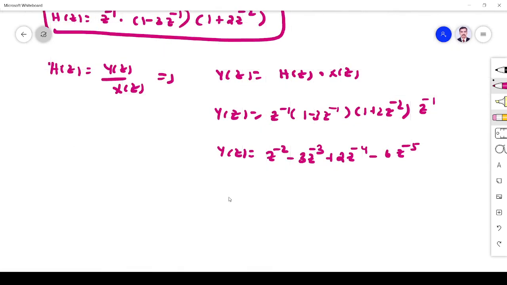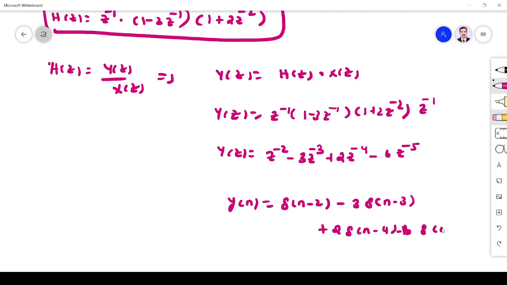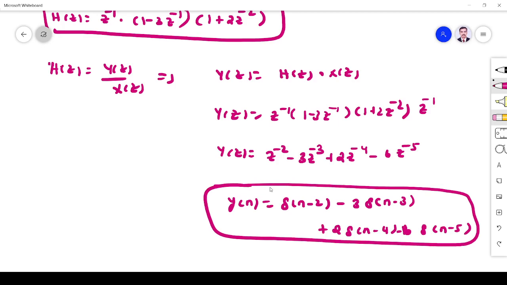So if I take the inverse z-transform, what I get is δ[n-2] - 3δ[n-3] + 2δ[n-4] - 6δ[n-5]. So this is my y[n].